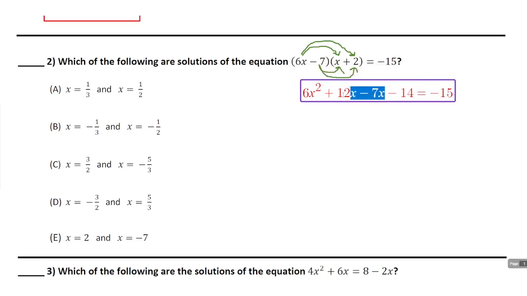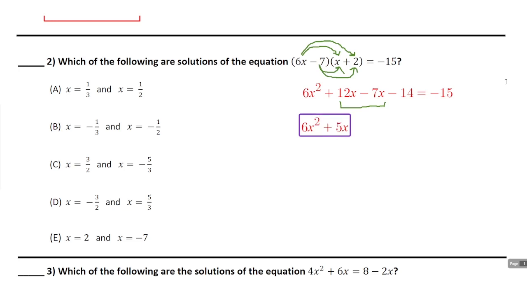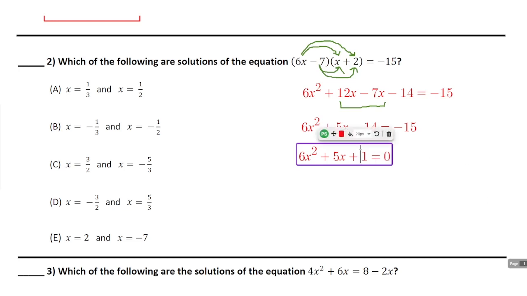Now I'm going to combine my like terms. Combining these two like terms, 12x minus 7x is going to give me 5x. So I have 6x squared plus 5x minus 14 equals negative 15. Now I want to make this equal 0, so I'm going to add 15 to both sides. I get 6x squared plus 5x. Negative 14 plus 15 is going to be positive 1, and this should equal 0.